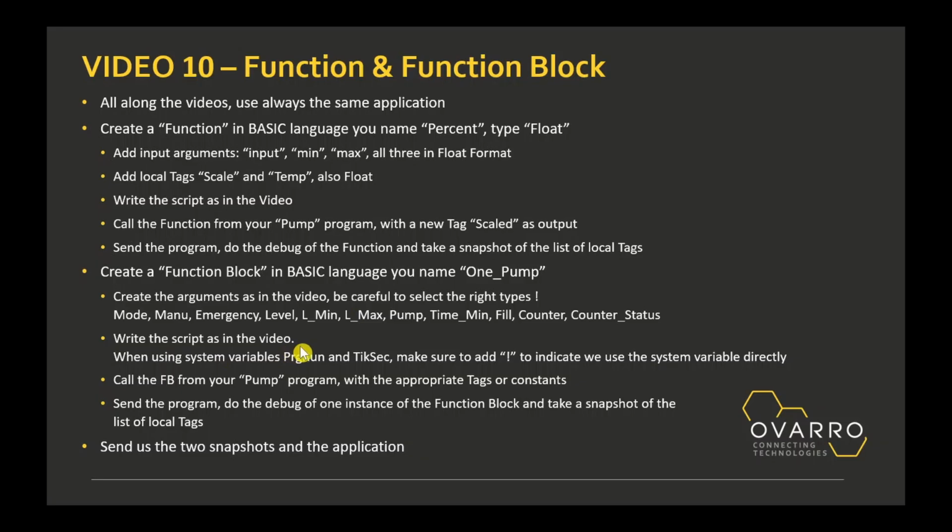You write the script as in the video. Be careful when using system variables to add the exclamation mark at the end, to make sure that we use the system variable directly and not global tags in case they have been defined as tags. Call the FB from your program pump with the appropriate tags or constants that you will have created. Send the program, do the debug of one instance of the function block, and take a snapshot of the list of local tags of the function block. Send us the two snapshots and the application. Good luck!